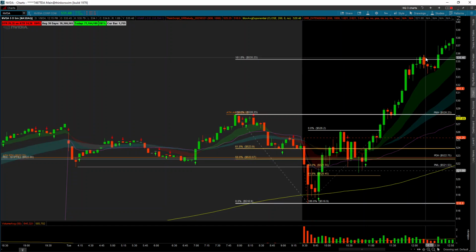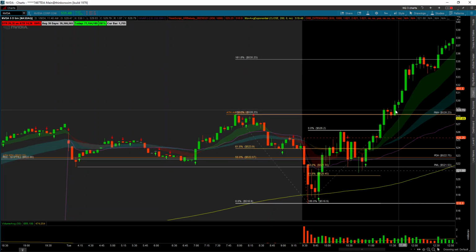But seeing this and just thinking, wow, I'm really far extended again from the 5.9, I'm probably due for a sizable pullback. This is where I exercised my stop and I got all out.